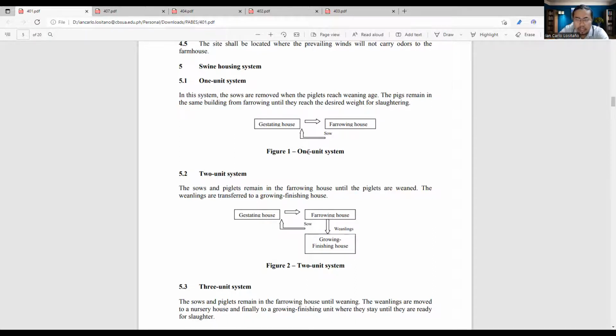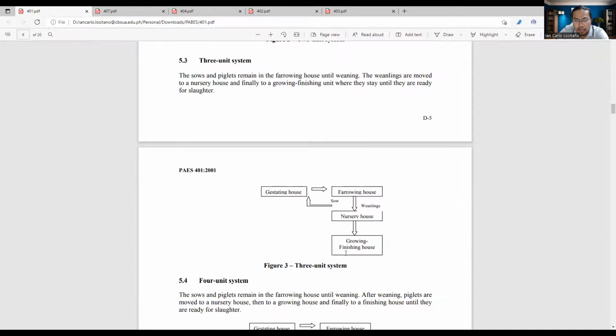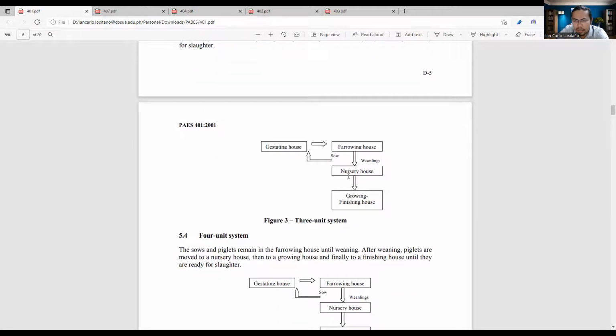So there's a continuous cycle compared to the first system, where the pigs would have to wait another cycle before the sow could give birth. They have to wait another cycle. For the three-unit system, you have a nursery house introduced in between the farrowing and the growing finishing house. That's the difference. Again, this step would have a significant effect on the number of heads of swine that could be maintained inside the system.